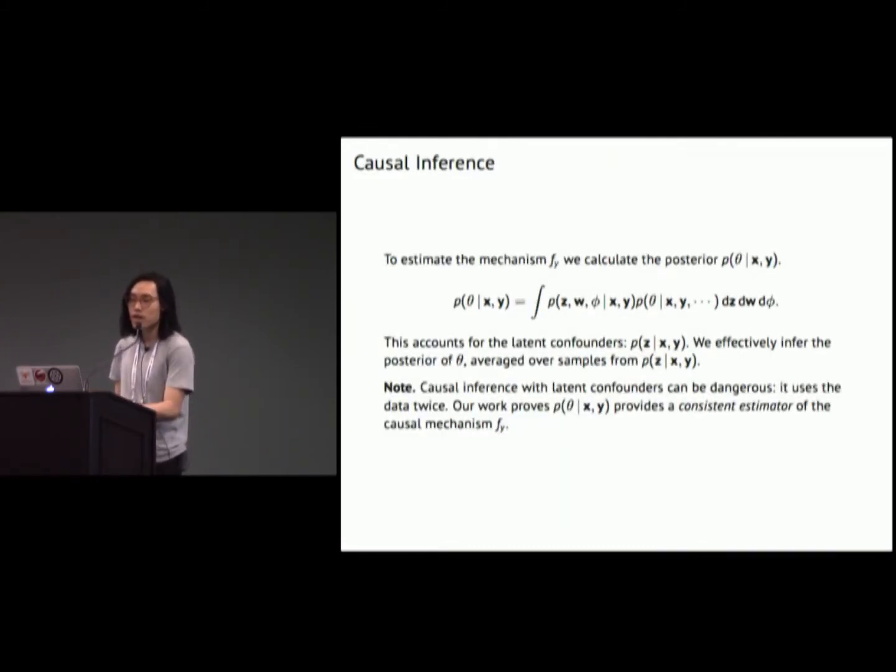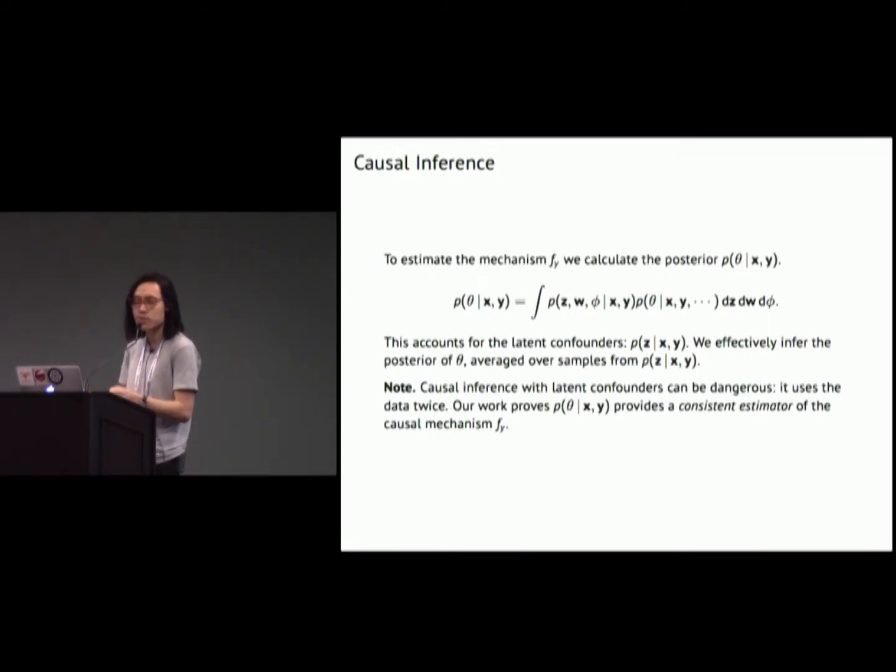Now, for causal inference, if we'd like to estimate the mechanism f sub y, what causes that trait, we just calculate the posterior distribution over the function class, theta. How we do this is by doing the joint posterior, and we marginalize over this. This accounts for that latent confounder, z. Effectively, we infer the conditional posterior over theta, and we average over all of the posterior samples from z. So we're essentially inferring z, we infer theta given z, and we do this over multiple iterations.